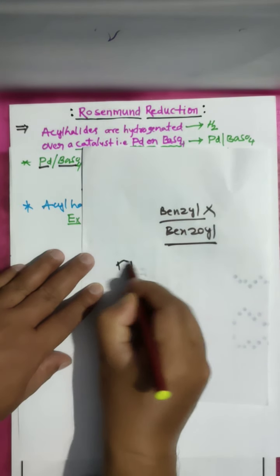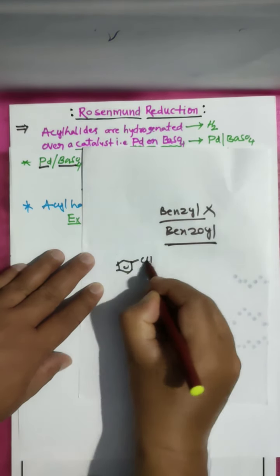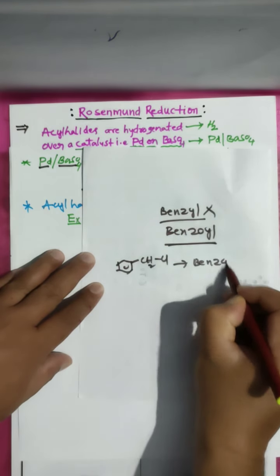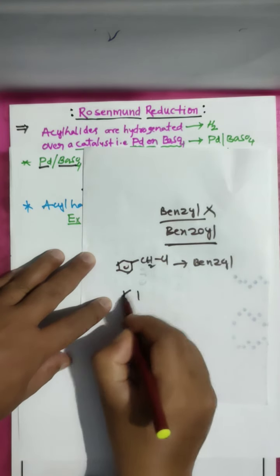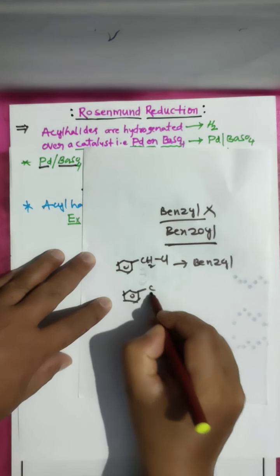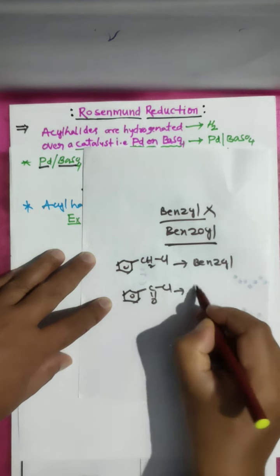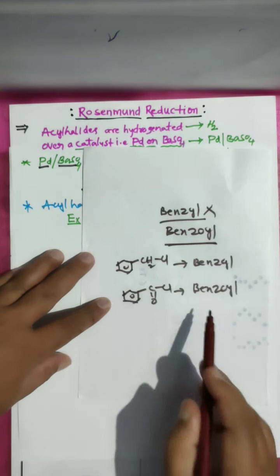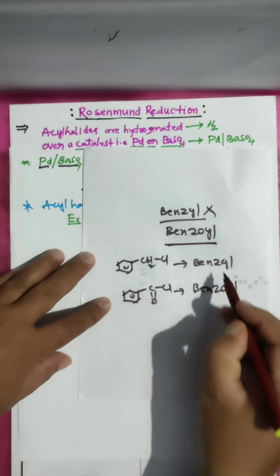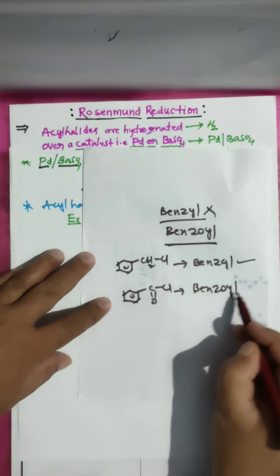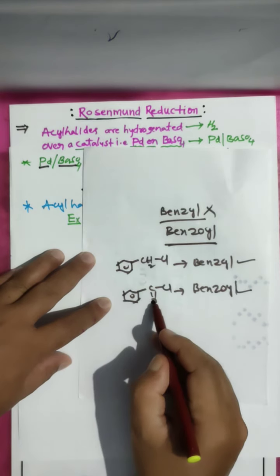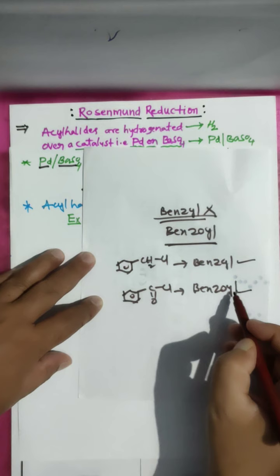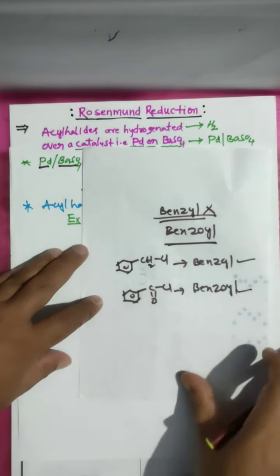This is benzene CH2Cl. This is benzyl chloride. But this is not benzyl chloride. Here C double bond O Cl, this is benzoyl chloride, meaning acyl. This is benzoyl. This is benzyl. Generally students do that. This is also benzyl chloride? No. This is benzoyl. This is benzyl. Take care.